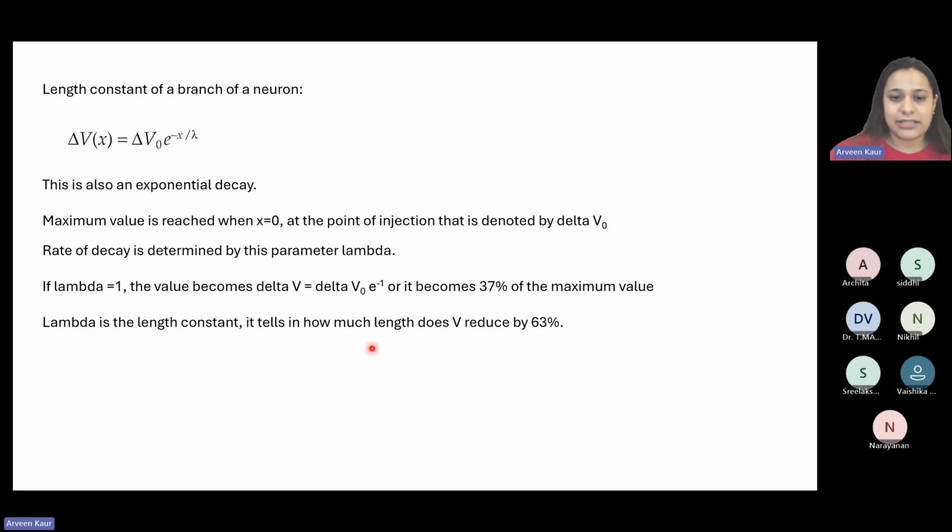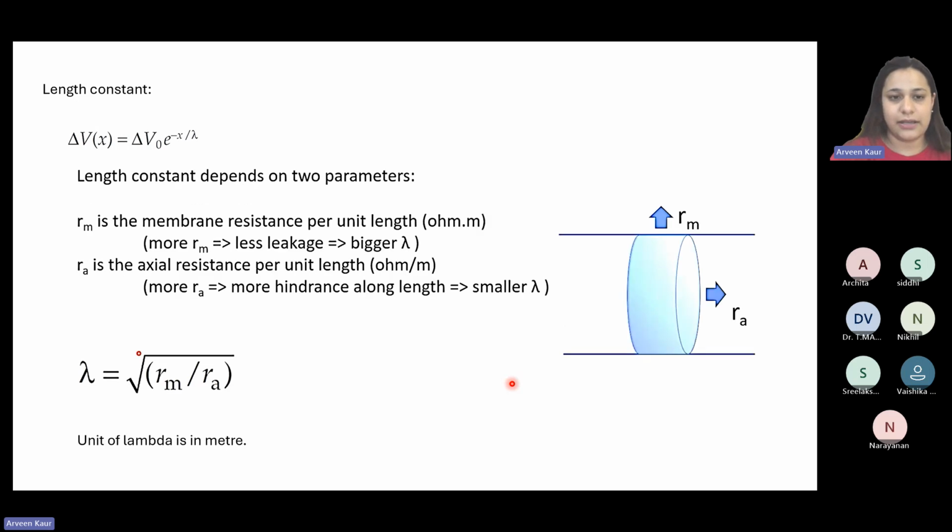Lambda is the length constant, and it tells how much length V reduces by, in how much length the V reduces by 63%, right? And there are two factors that the length constant is going to depend on. One is the Rm, or the membrane resistance, and the other is Ra, or axial resistance, right?